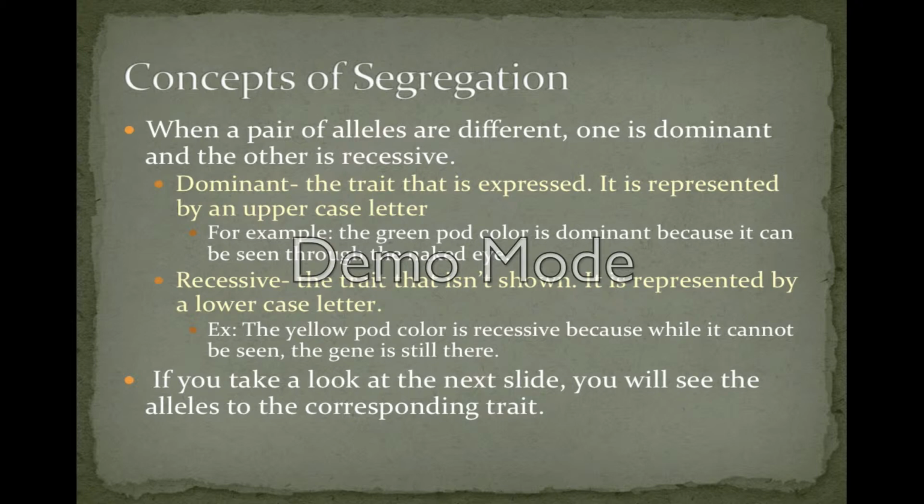Now, what's dominant and what's recessive? Dominant just means that it's a trait that is expressed. It is represented by an uppercase letter. For example, the green pod color is dominant because it can be seen. It is the most aggressive form of this gene. A recessive is the trait that isn't shown. It is represented by a lowercase letter. For example, the yellow pod color is recessive because it isn't seen, because the green overpowers it. But the gene for the yellow pod is still there. So let's take a look at the next slide and see more about these alleles.